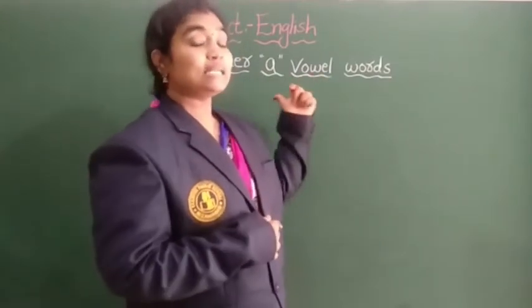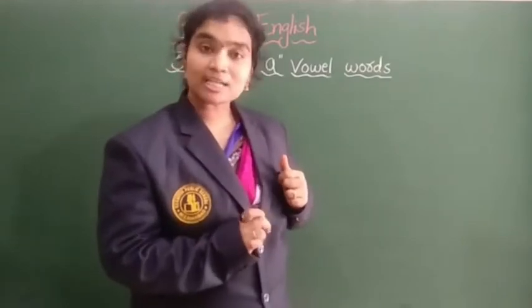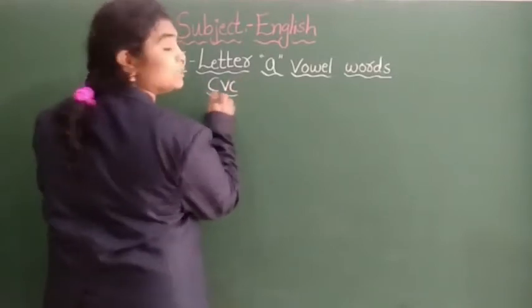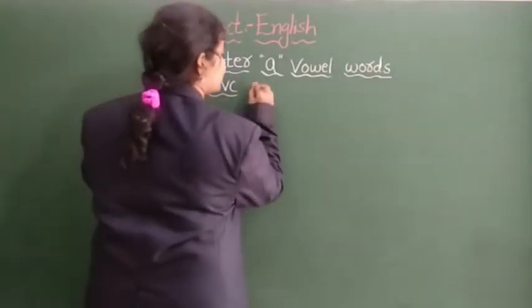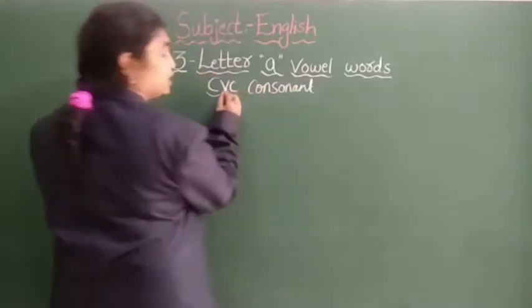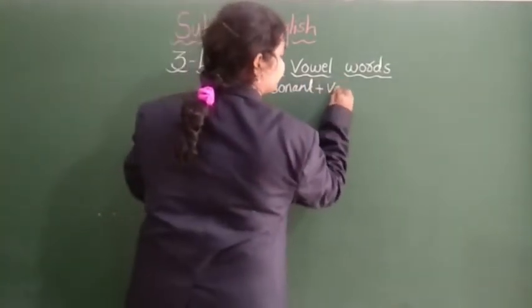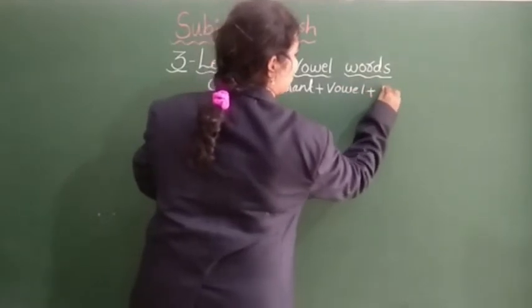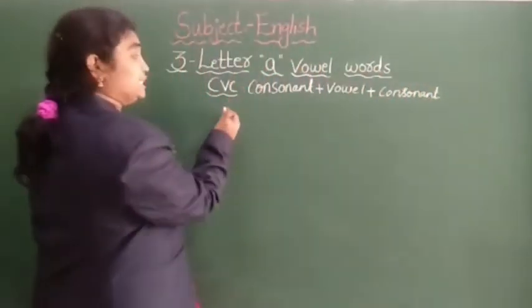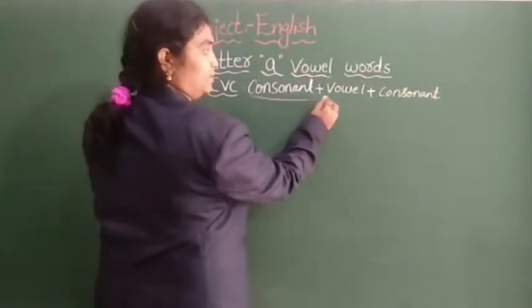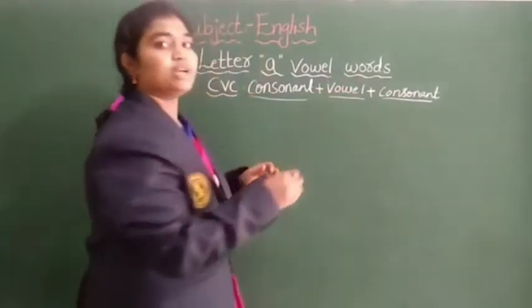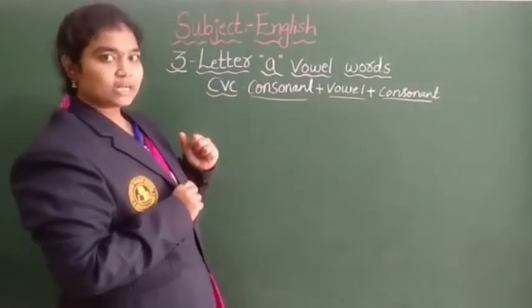In these three letter words we are following one pattern. What is that pattern? It is the CVC pattern. What do you mean by CVC pattern, Nana? C means consonant, V means vowel, again C means consonant. So in this we are using a consonant letter plus a vowel letter plus a consonant. By using only this pattern we are going to write the words. Okay children, let us start.